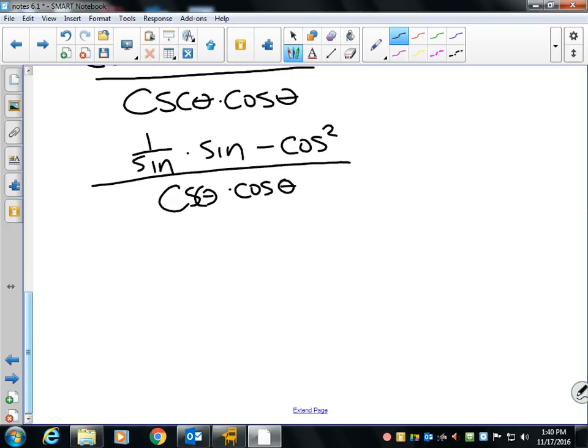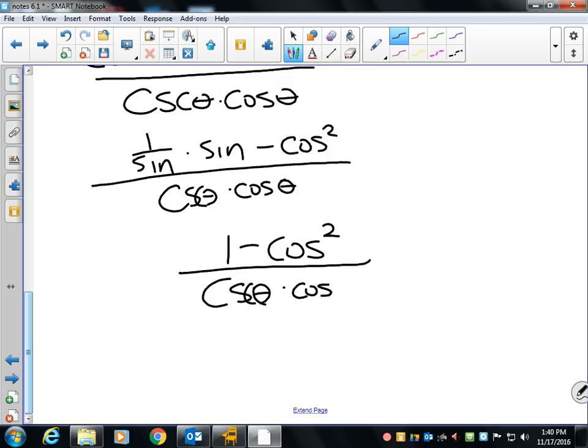1 over sine times sine, that's 1, right? So I get 1 minus cos squared over cosecant theta times cos theta. What's 1 minus cos squared? Sine squared. Yeah.